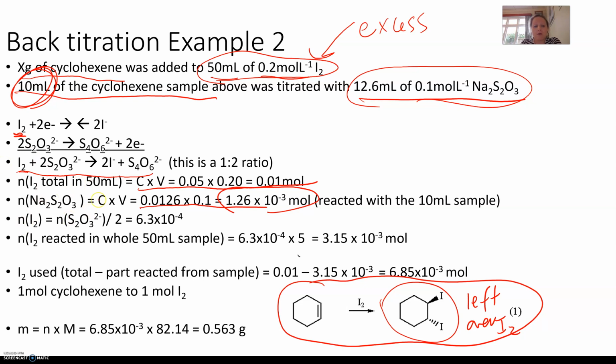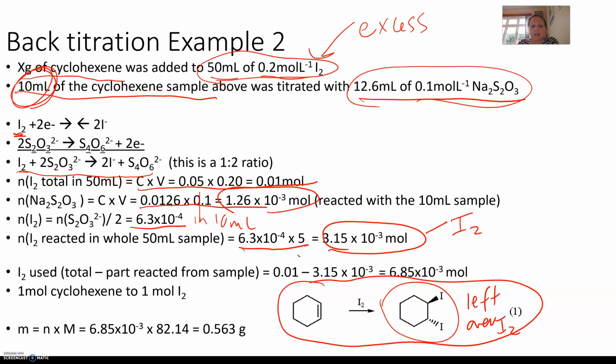And because we've got the number of moles of thiosulfate, we have to halve that amount to get the number of moles of I2. So the number of moles of I2 is 6.3 times 10 to the negative 4 moles, and that's in the 10 mL sample. So what we need to do now is work out what that would have been if it was the full 50 mL sample. 10 mL is 5 times smaller than 50 mL. So if we multiply it by 5, that'll give us the number of moles of iodine that reacted in the whole sample if we had been able to test the whole sample. So that's the I2 that would have been able to react with sodium thiosulfate in the whole sample.